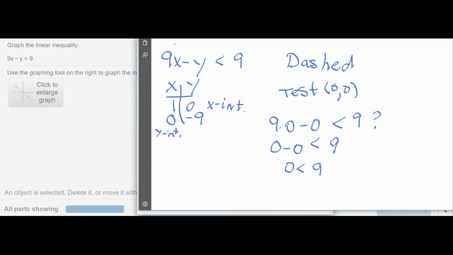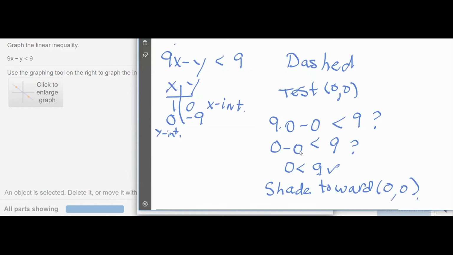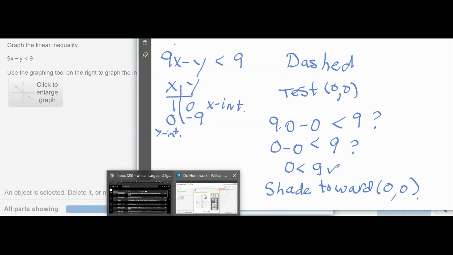0 is less than 9, so I'm going to shade from the boundary line toward the test point, 0, 0. If you do get a boundary line that goes through the origin, then you will have to pick something else that the line does not go through as a test point.